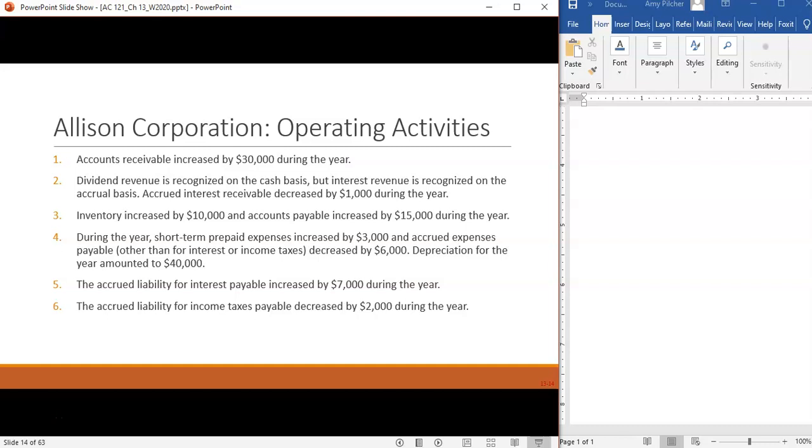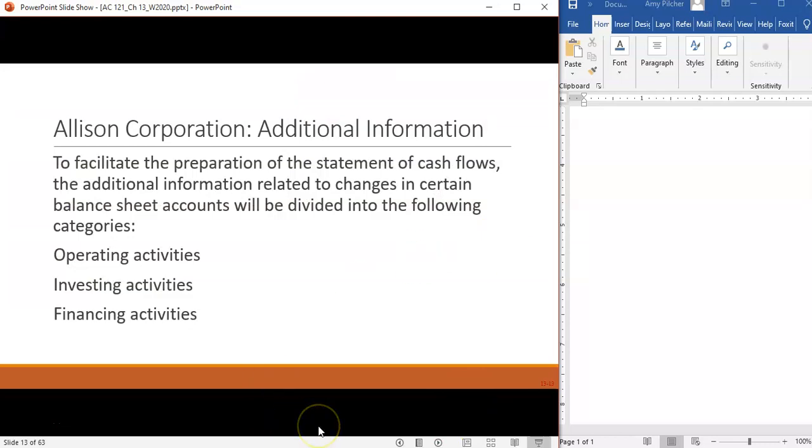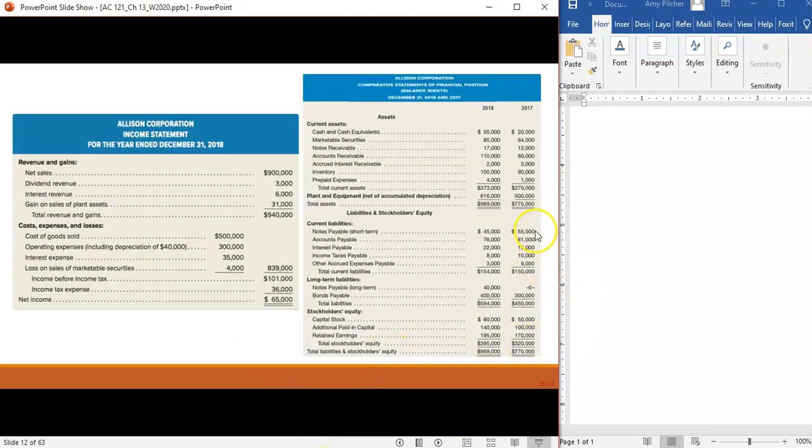And this is all information we could see on the balance sheet also when we look at these accounts from one to another. So from 2017 to 2018, we can see that accounts payable increased $15,000. So what we're trying to explain with the statement of cash flows is the changes between 2017 balances and 2018 balances.